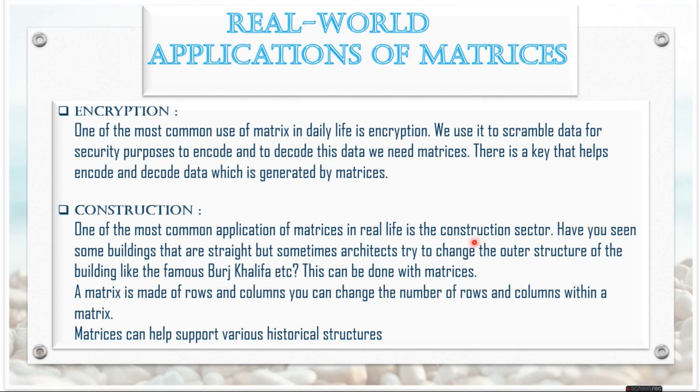That means some architects will change the outer structure of the building, and it is possible by using matrices. A matrix is made of rows and columns, and you can change the number of rows and columns within the matrix. So matrices can help support various historical structures. Like this, the second application of matrices is construction.